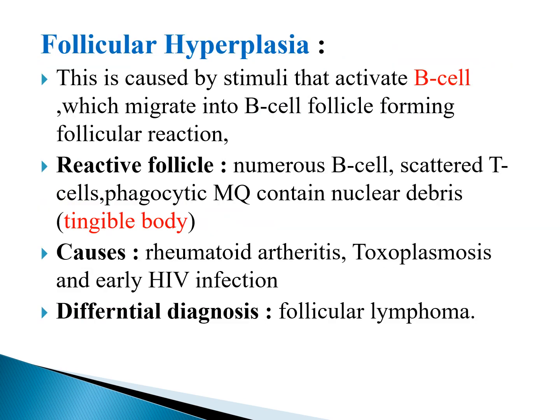Now, follicular hyperplasia. This is caused by the stimuli that activate the B cells, which migrate into the B cell follicles, forming the follicular reaction. A reactive follicle has numerous B cells, scattered T cells, phagocytic macrophages containing the nuclear debris, tingible bodies. It is seen in rheumatoid arthritis, toxoplasmosis, and early HIV infection.